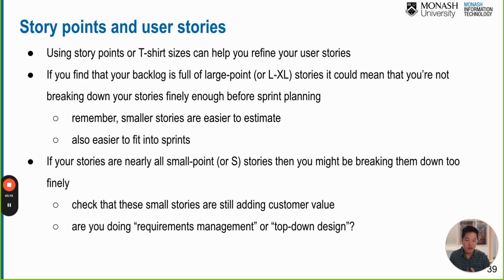But you know, if your user stories are nearly all small points, then you may be breaking them down too finely. Let's say, okay, in one sprint you have a budget of 100 story points, and then you have 100 user stories. Each of them is 1 story point. That is probably too much, right? Otherwise, if that is the case, then you will see too many activities happen in the day. You know, probably too much.